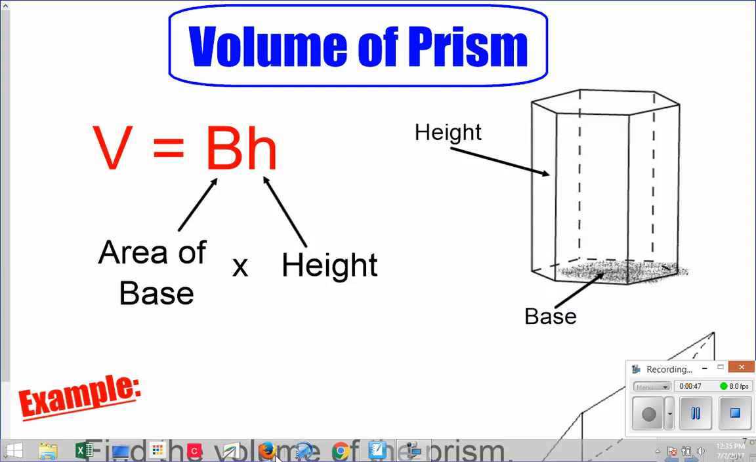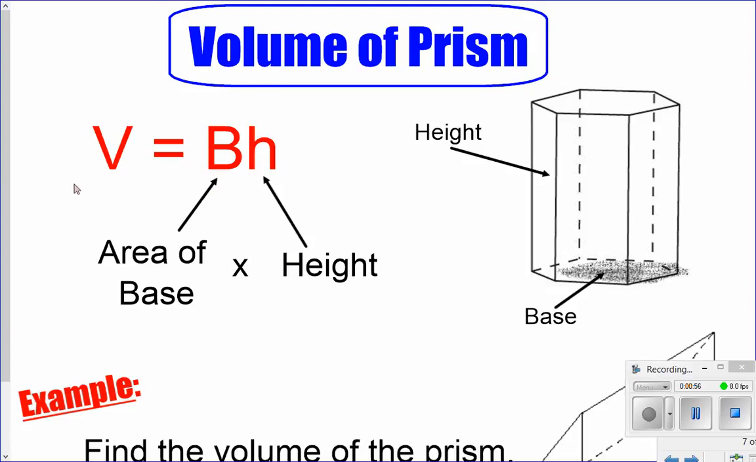So to find the volume of a prism, we're going to take the area of the base times the height. And that's how we write that. Volume is capital B times H. Now that capital B is representing the area of the base. It's not just saying the base length like in a 2D figure. It's purposely capital rather than lowercase because it's referring to the area of the base. And then you take that answer times the height of the prism. So let's see how that works in an example here.